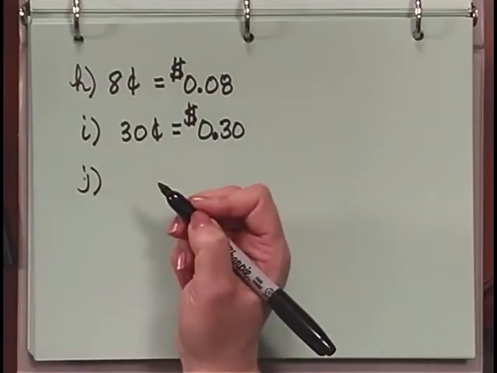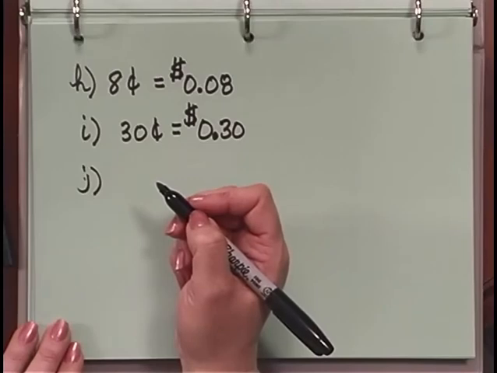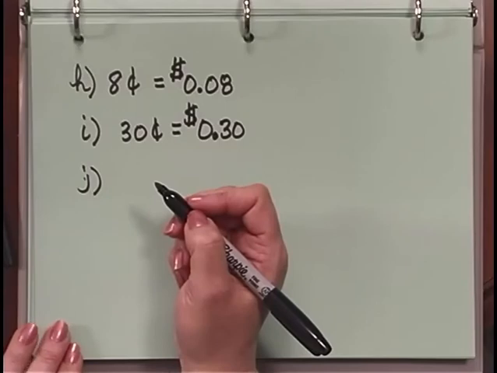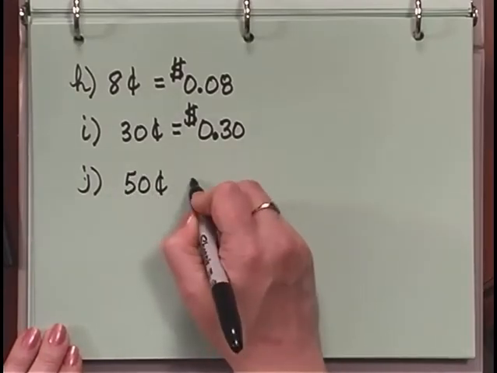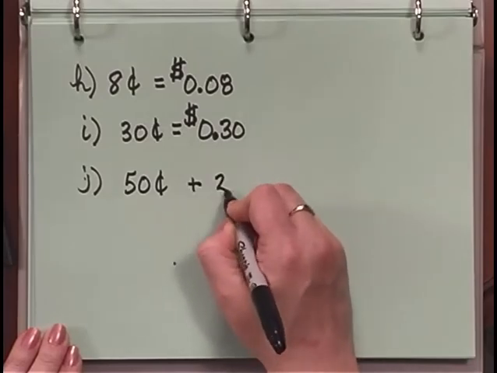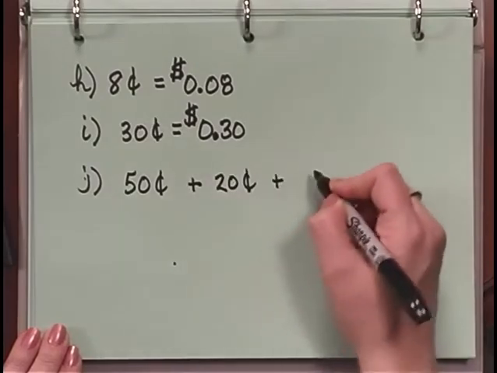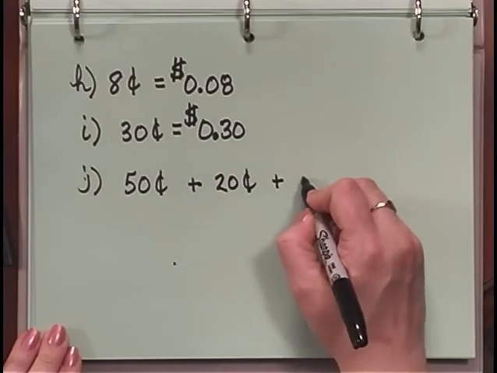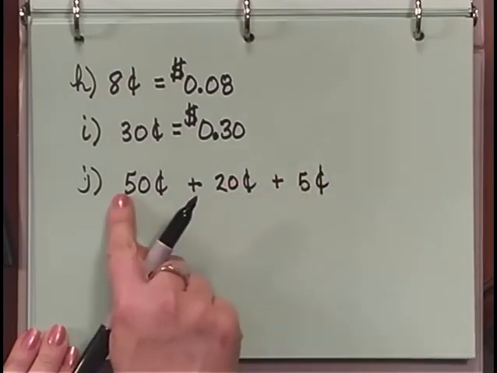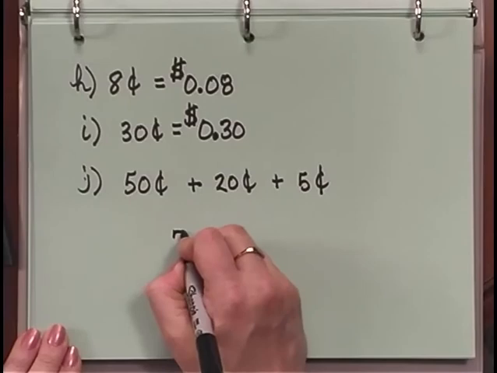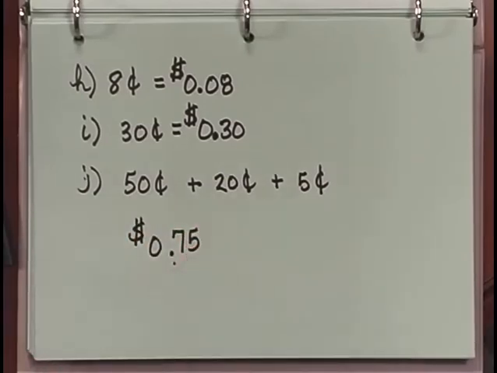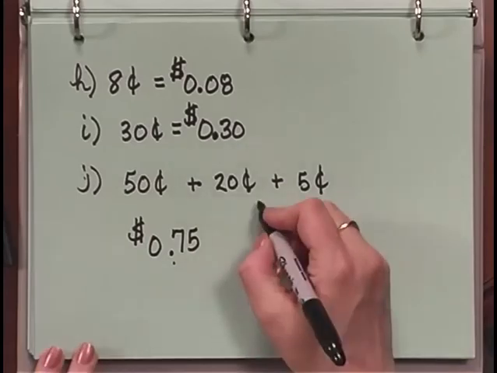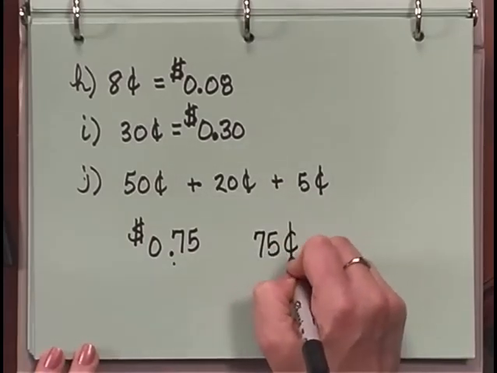For J, it says, write the value of 2 quarters, 2 dimes, and 1 nickel with a dollar sign. Then use a cent sign to write this amount again. Well, if I have 2 quarters, I have 50 cents. And if I have 2 dimes, I have 20 cents. And if I have 1 nickel, I have 5 cents. So if I add this together, I have 75 cents total, which if I wrote this with a dollar sign, it would look like this. And then with a cent sign, it would look like that.